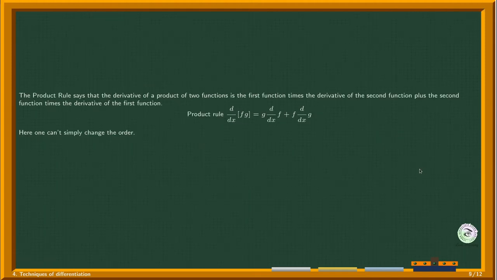The product rule says that the derivative of a product of two functions is the first function times the derivative of the second function plus the second function times the derivative of the first function. Here one can't simply change the order. Remember that when we change the order, it has to be supported by a rule. It's a luxury when we have such a rule.